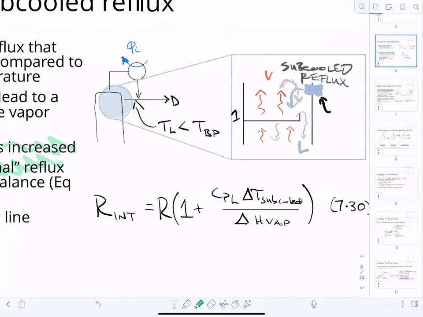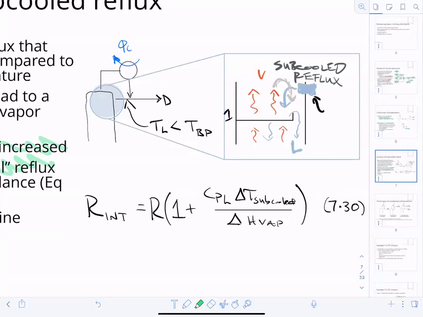This is equation 7.30 I'm showing here on the screen. I'm not going to go through the whole derivation. It comes from doing an energy balance around that schematic that I just walked you through. But if you just look at the relative components here, it should be at least intuitive how this comes about.